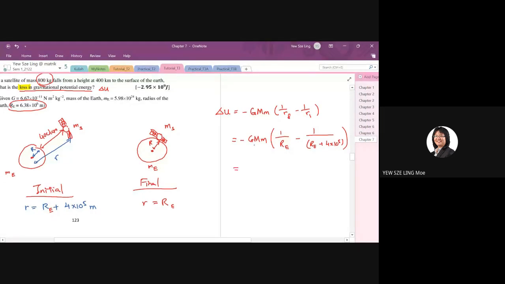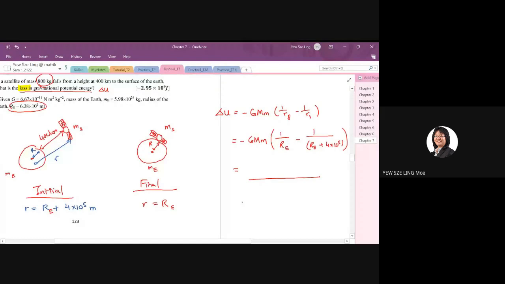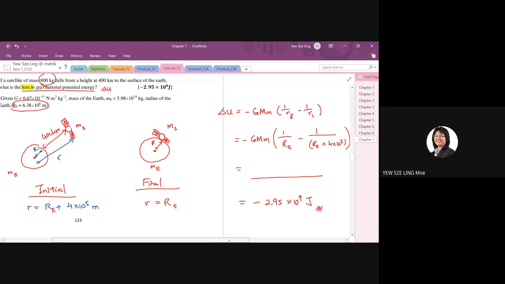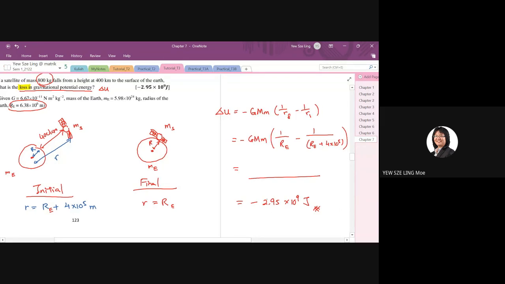Then you substitute the values of G, M, and RE into the equation, and eventually you will get negative 2.95 times 10 to the power of 9 joule. So this is the final answer. That is how you solve the question. Okay, I'm going to give you 2 minutes to write it down before we proceed to the next question.